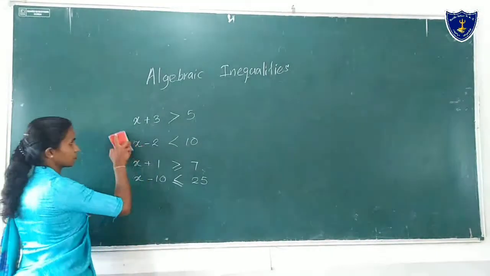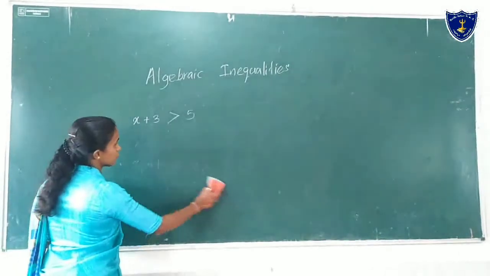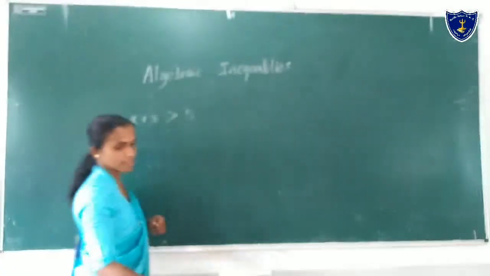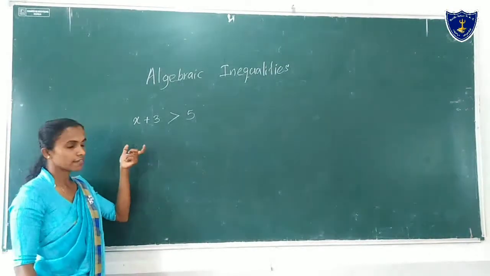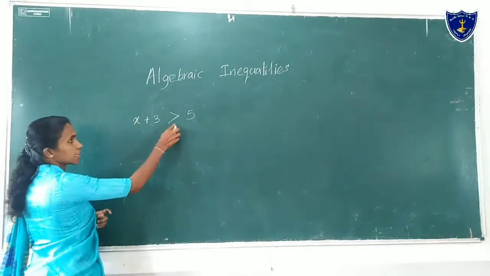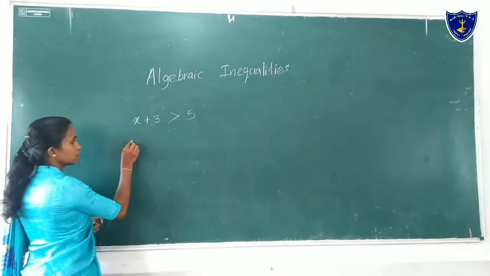Now let's see how to represent the integral solutions and all solutions of an inequality on a number line. Let's see the first example. x + 3 > 5. First, we have to solve this inequality.